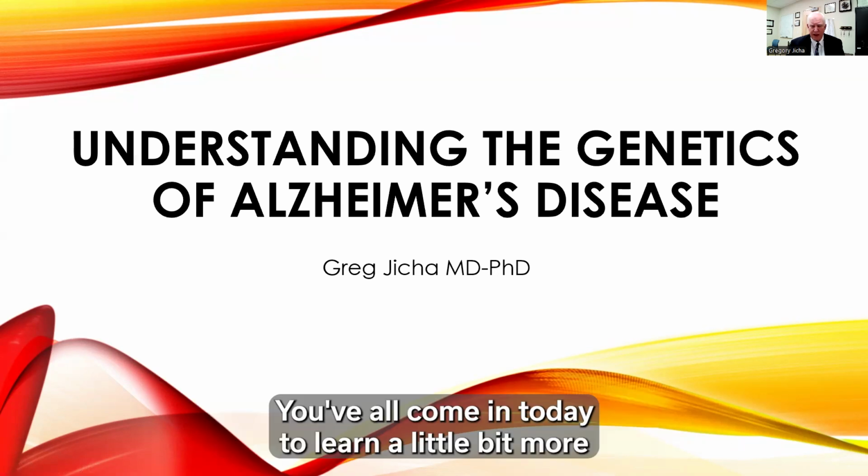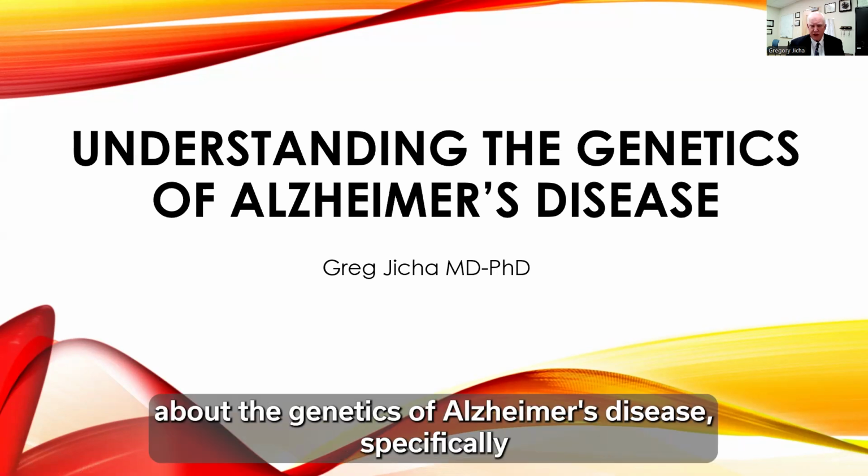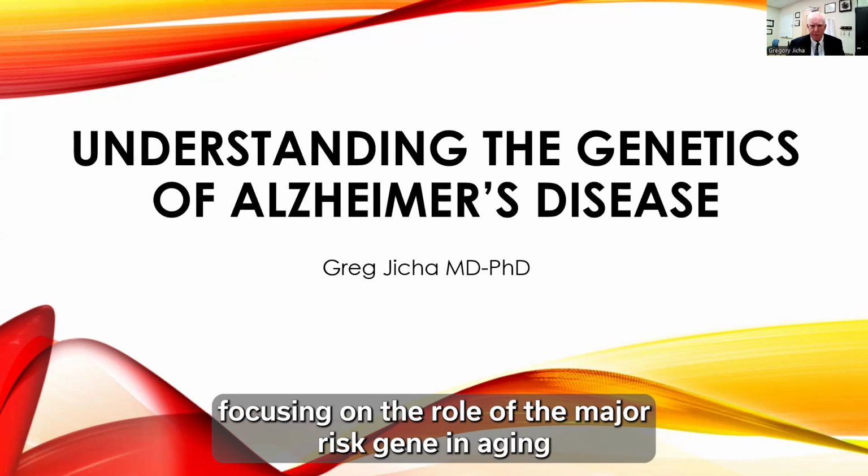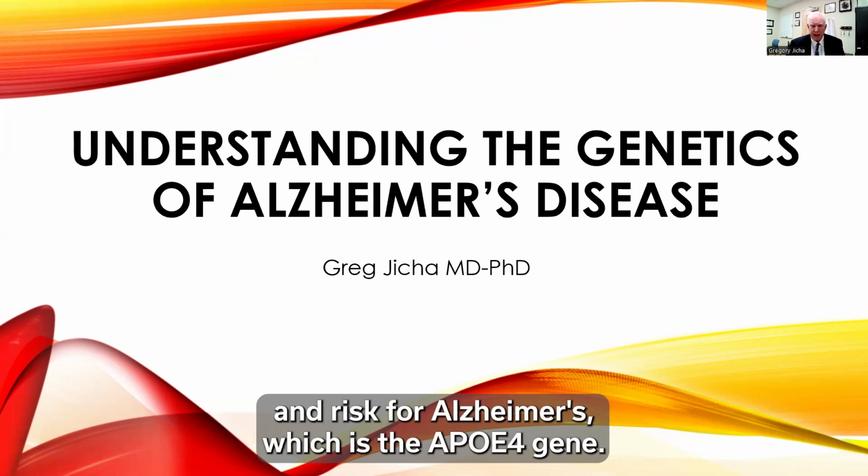And you've all come in today to learn a little bit more about the genetics of Alzheimer's disease, specifically focusing on the role of the major risk gene in aging and risk for Alzheimer's, which is the ApoE4 gene.